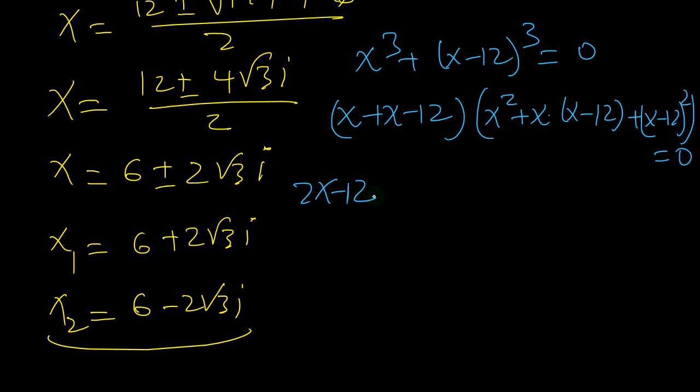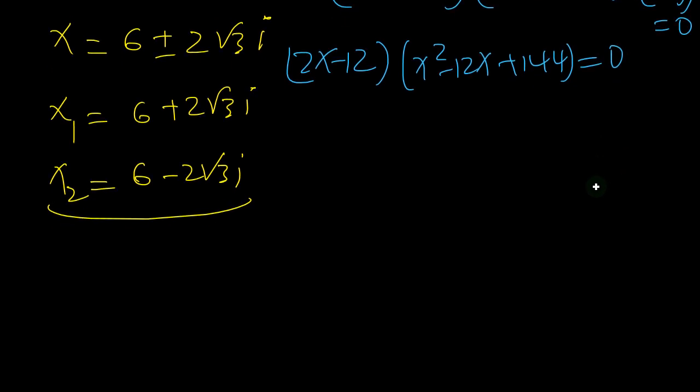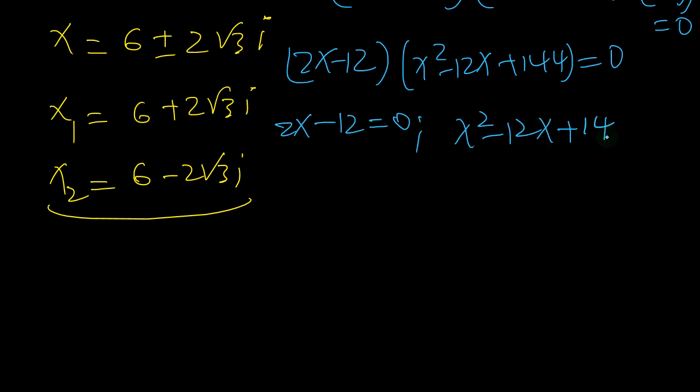From here we have 2x minus 12, which multiplies the expression inside, x squared minus 12x plus 144, and this is 0. So now we have that 2x minus 12 is equal to 0, and x squared minus 12x plus 144 is equal to 0.